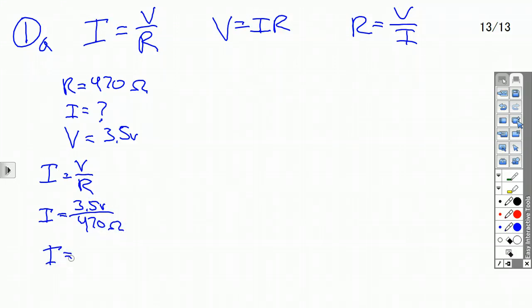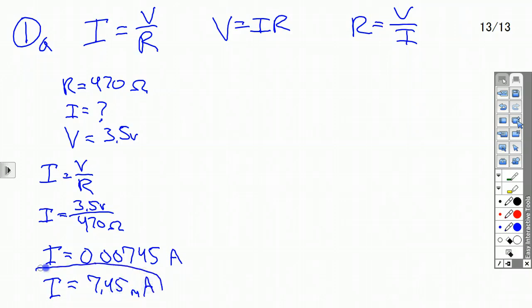And grab a trusty calculator. 3.5 divided by 470 is 0.00745. We'll round it off there. 0.00745 amps. Or I could more easily write that as 7.45 milliamps. That's A. Let's do B in red, just for kicks.